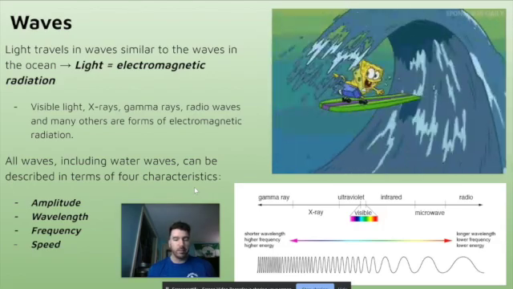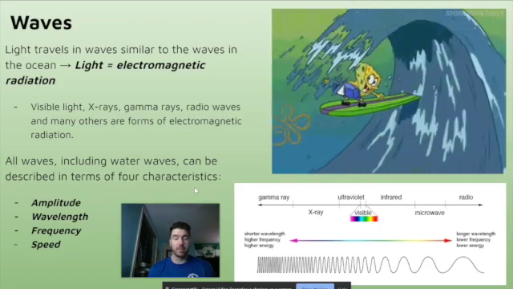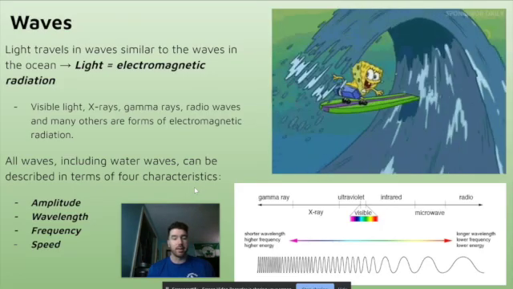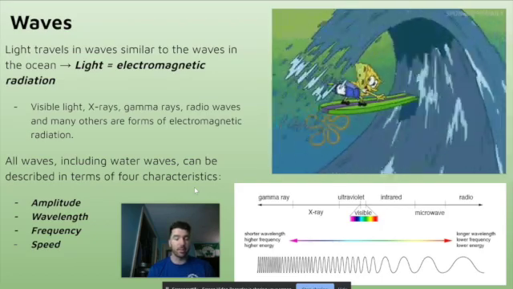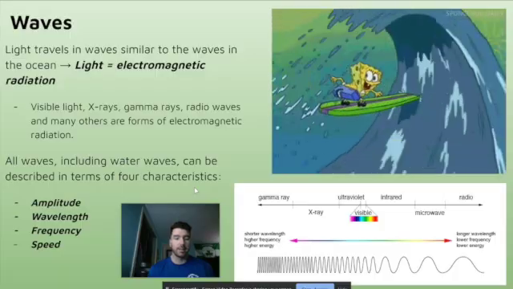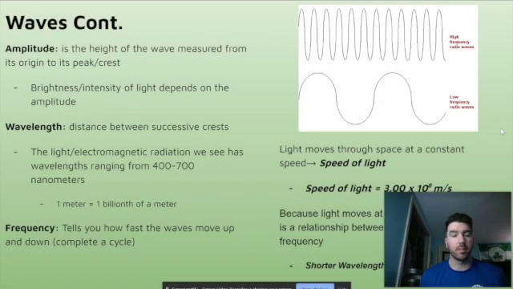And all waves of light, and waves that we see in the ocean, can be described in terms of four characteristics. They can be described in terms of their amplitude, their wavelength, their frequency, and their speed. All right, so let's talk a little bit more about those characteristics of waves of light. So the first characteristic we have is amplitude.